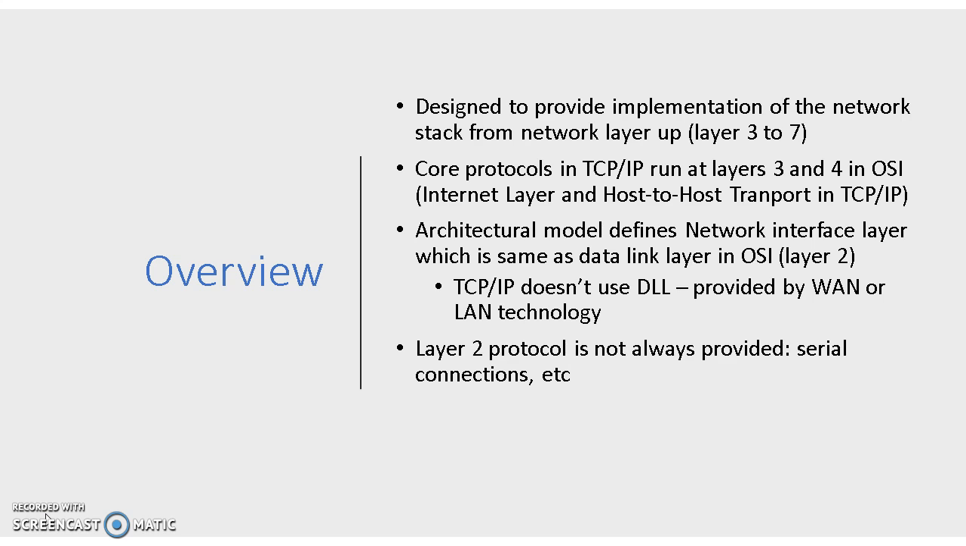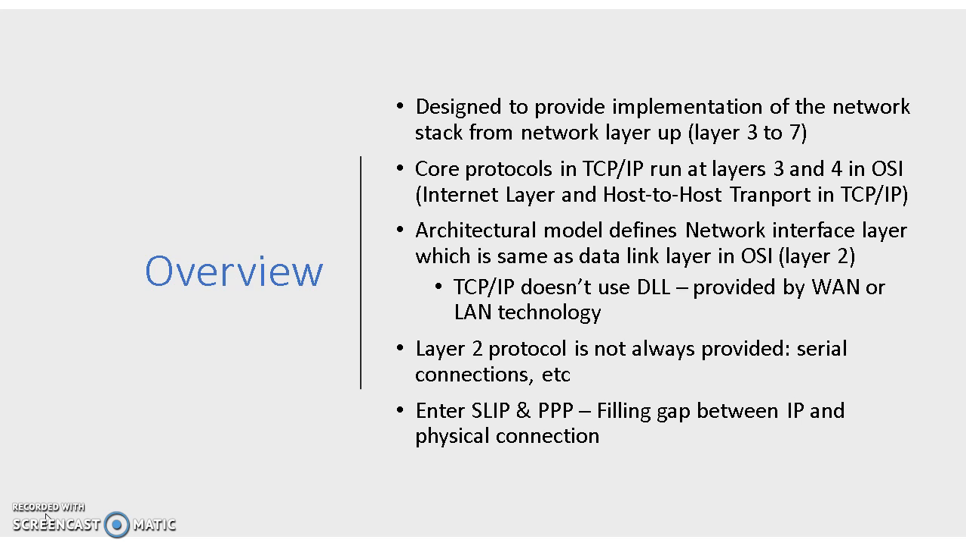Layer 2 protocol is not always provided with TCP/IP. It's provided through serial connections, etc. This is where you enter with SLIP and PPP. Both of these were used to fill the gap between the IP stack and the physical connection, so between layer 3 and layer 1 of the TCP/IP protocol.